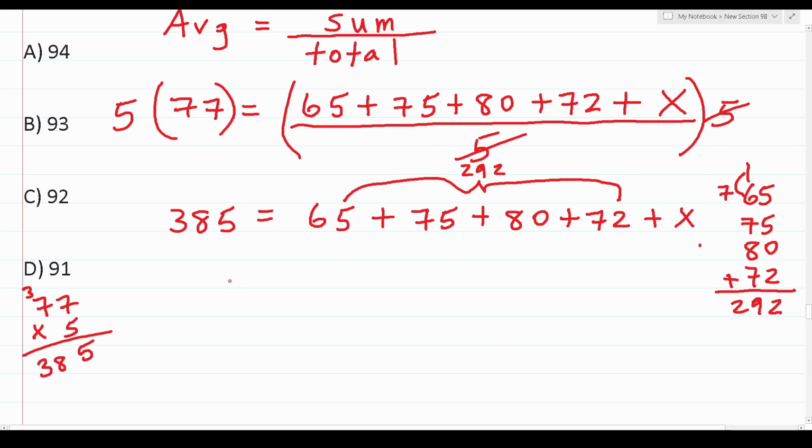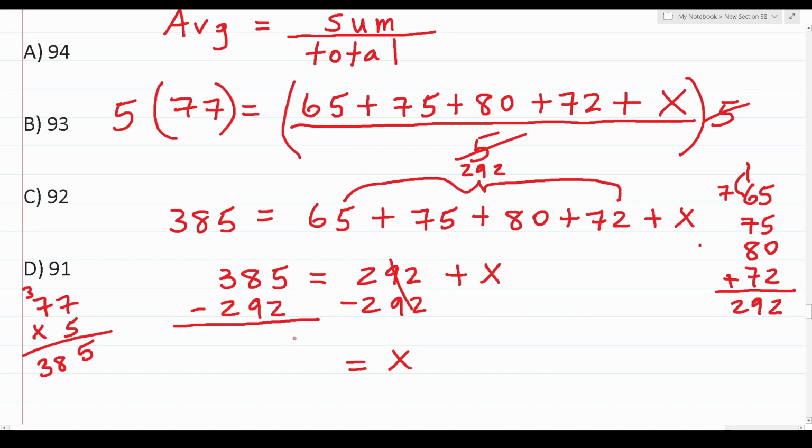And let me just go ahead and write this like this. 385 equals 292 plus X. Again, to solve for X, we're just going to subtract 292 from both sides. This will cross out, leaving you with just X on this side. And let's go ahead and do the subtraction. 5 minus 2 is going to be 3. 8 minus 9 we can't do, so we have to borrow. This becomes 2, and this becomes 18. 18 minus 9 is 9. 2 minus 2 is nothing. So we can see X in this case is 93.